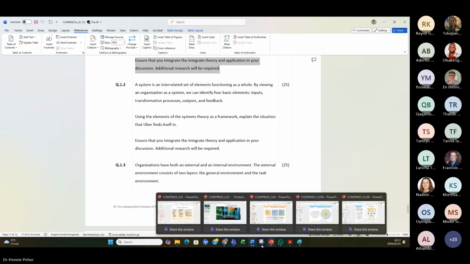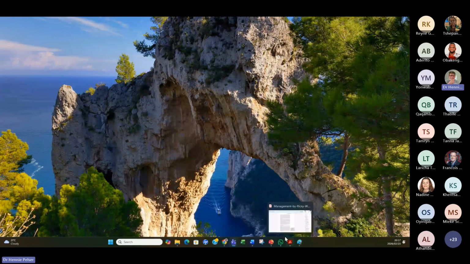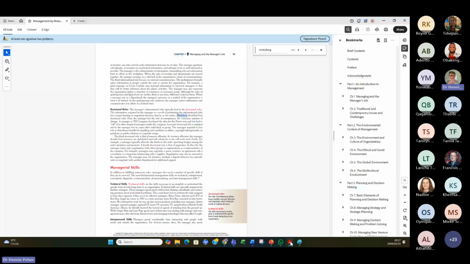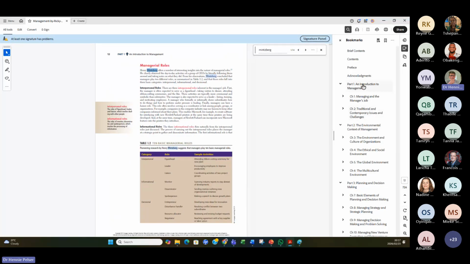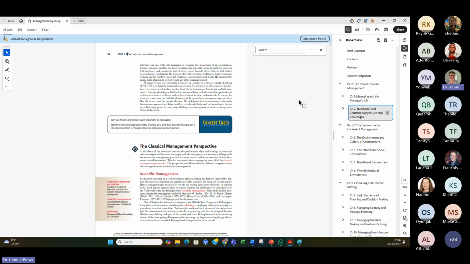Come on. Where is the textbook gone? I'm opening the textbook and it's not opening. Okay, in terms of systems theory, I don't know if we can search it. We might be lucky. Oh, it's slow. Oh, there are too many of them there. Hold on.